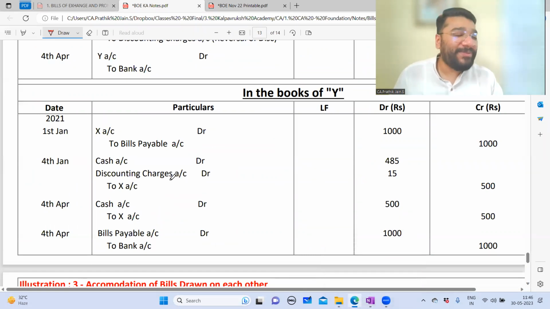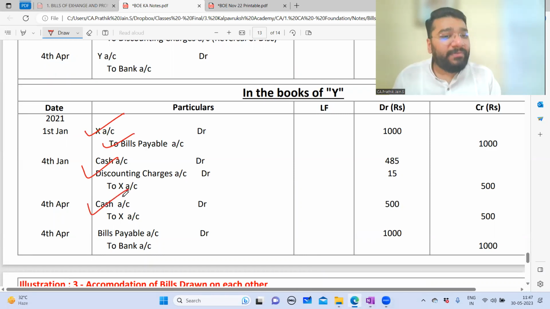Now, let's compare this with the textbook answer. Asset to liability. This is the money that we receive from X. This is the money that we further receive from X. And this is the amount we are settling to the banker. Entries matching or not matching? Matching.